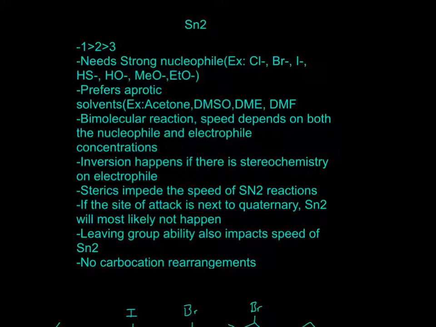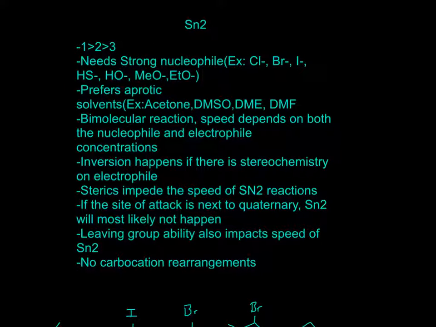So this is the SN2 review, and I'll just go down the list and then show you a lot of different problems with SN2. First thing is that SN2 usually just does primary and secondary carbons. That's where it attacks. You'll rarely see a tertiary carbon having an SN2 reaction. Next thing is that it needs a strong nucleophile.